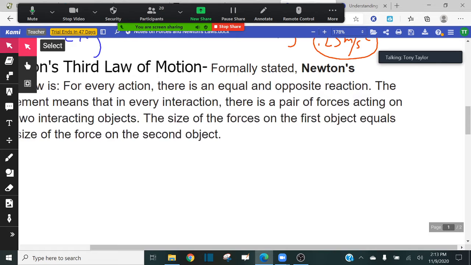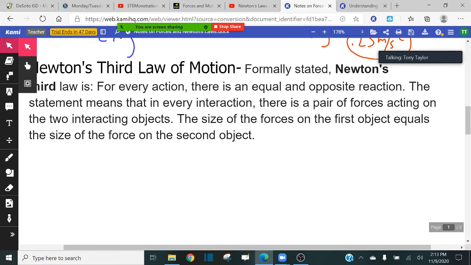And that is Newton's third law. Newton's third law says that for every action, there's an equal and opposite reaction. The statement means that in every interaction, there's a pair of forces acting on the two interacting objects. The size of the force on the first object equals the size of the force on the second object.